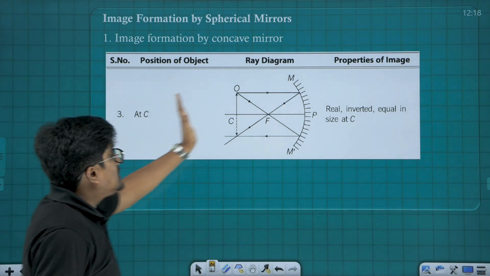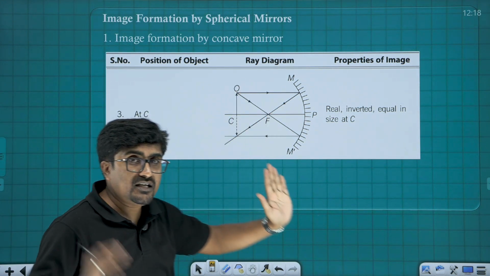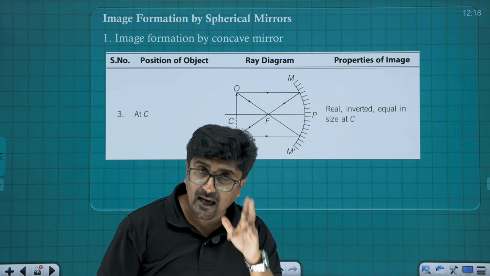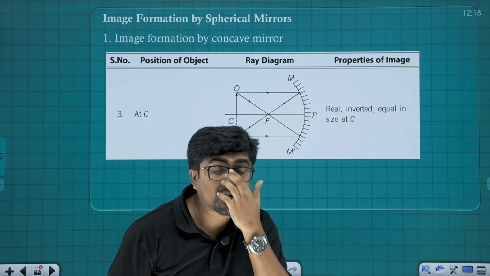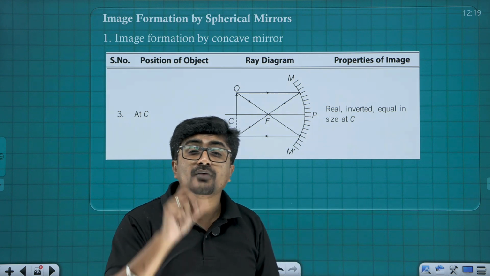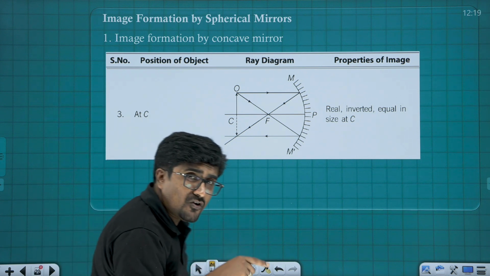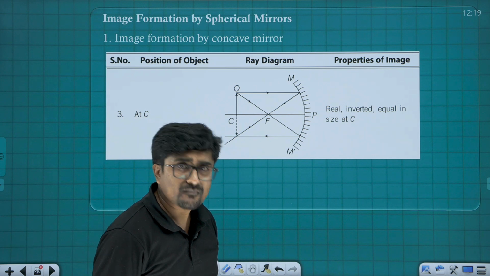Next, this time the object is at C. Now the image is also at C. See, the object is moving in the forward direction, the image is moving in the backward direction, and the size of the image is also increasing. Initially, once the image was formed at focus, it was very small, isn't it? So this time the size of the image is exactly the same as the size of the object.